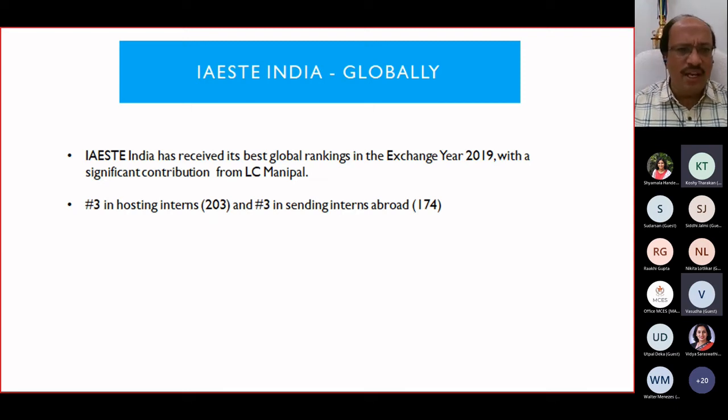ISTA India received its best global ranking in exchange year 2019 with a significant contribution from Local Committee Manipal, and it is third in hosting interns, with 203 for ISTA India. This is 2019, before COVID, and third position in sending interns abroad, approximately 174 students we have sent.